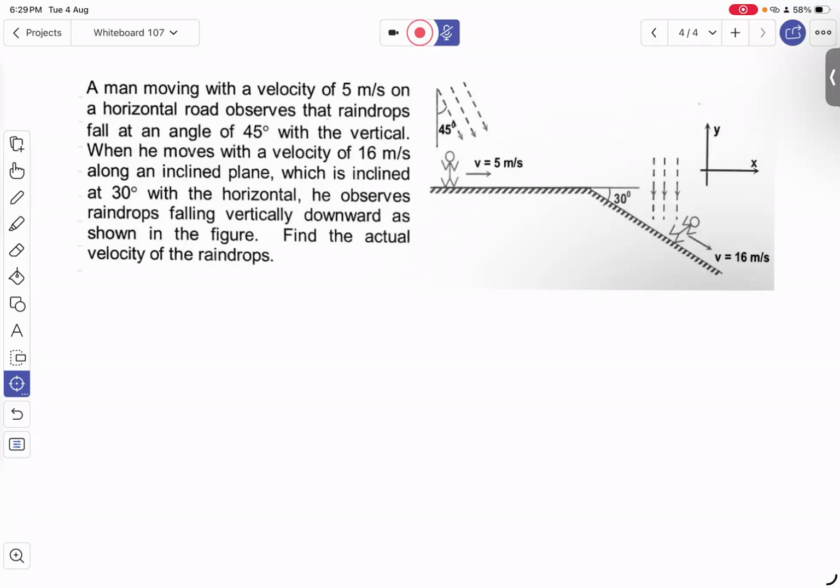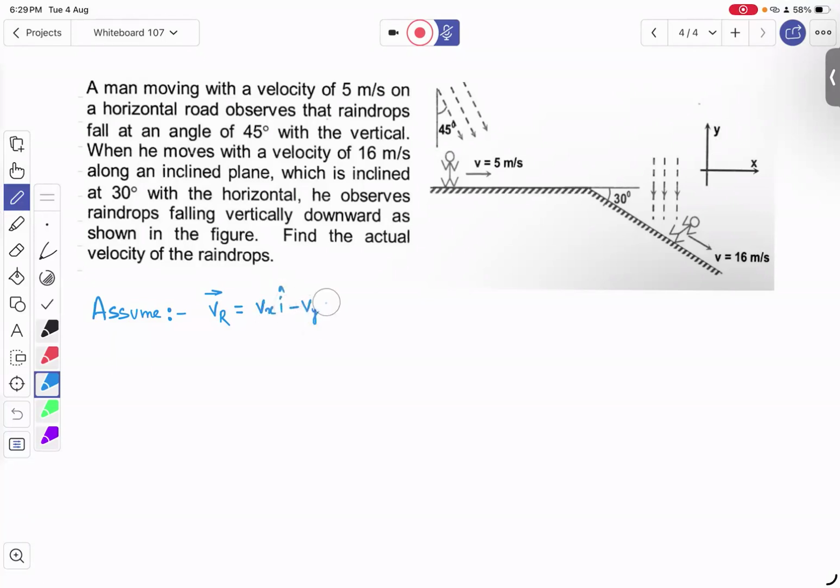So again, we are going to make that assumption. We will assume that the velocity of the rain has two components. And to assume that, I have taken upward as positive y and this side as positive x. So it's going to be Vx i cap minus Vy j cap.